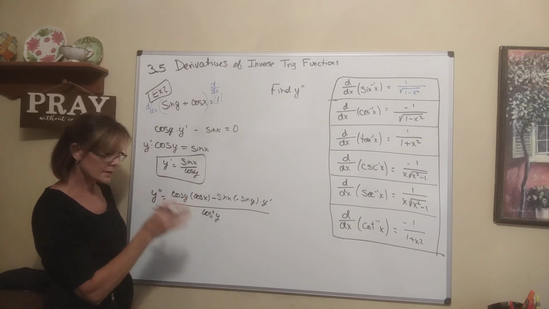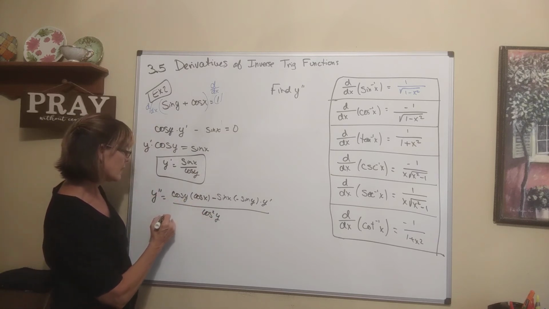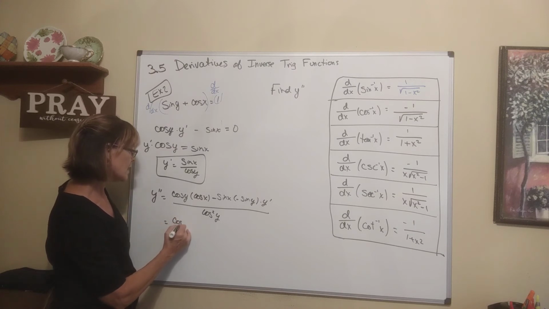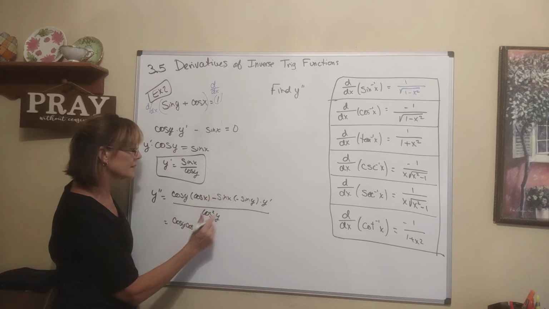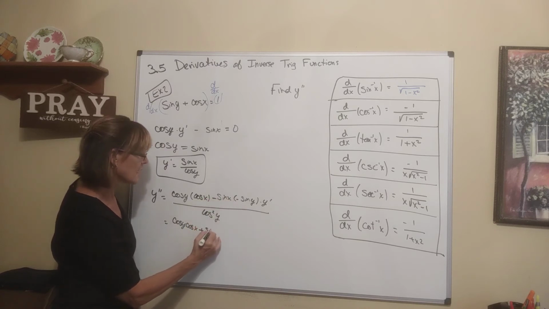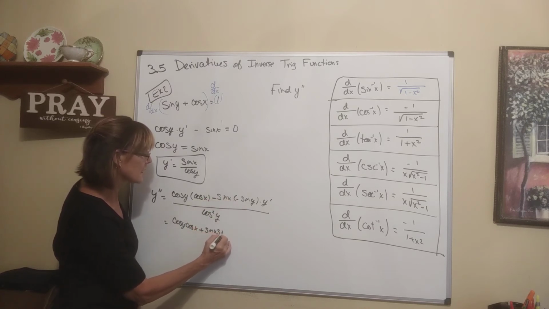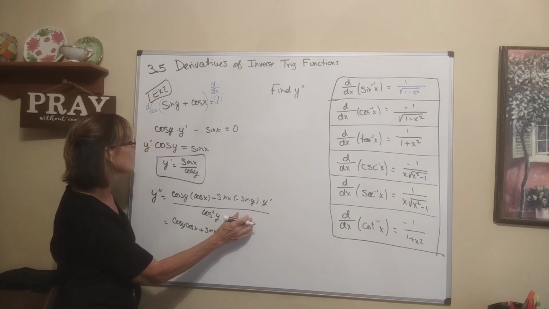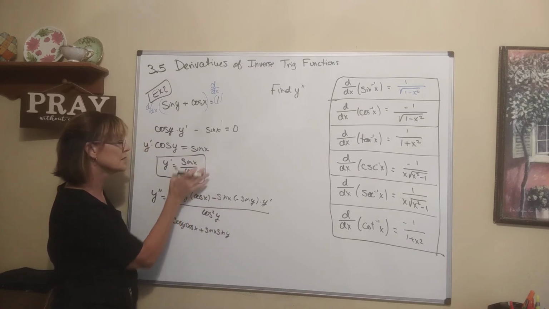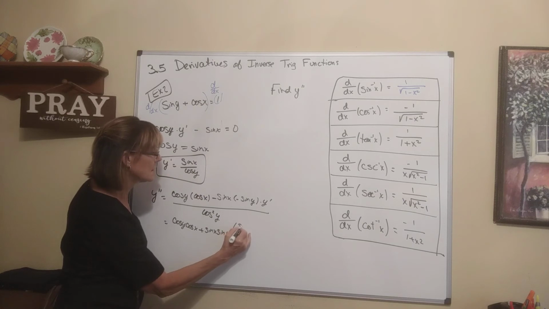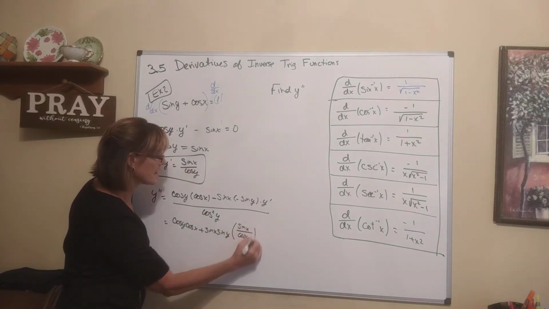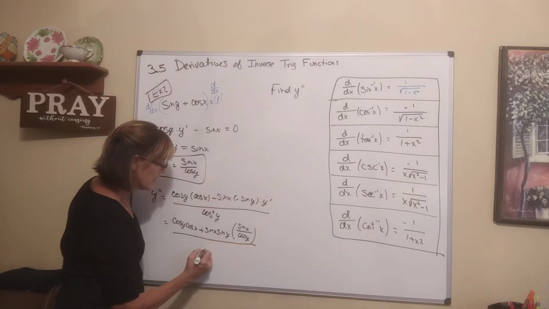So this is what we have. We have the cosine of y times the cosine of x, minus a negative is a plus, the sine of y times y prime, and what is y prime? Right here. This is it. Times the sine of x over the cosine of y, all over the cosine squared of y.